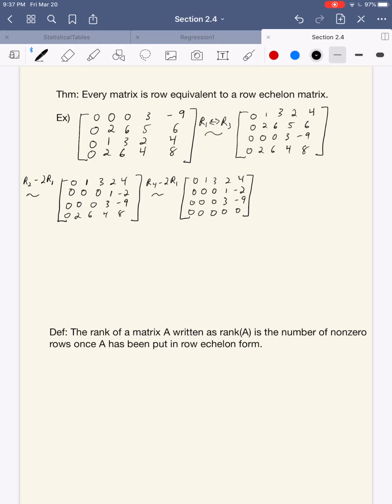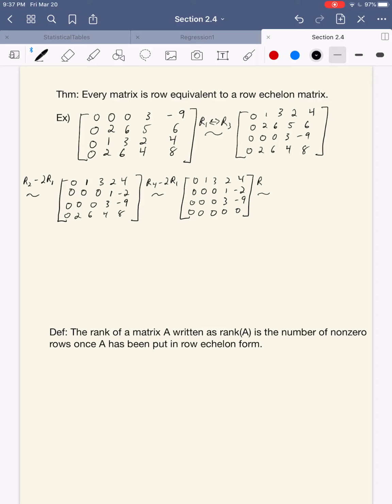Well, this is interesting. We just got ourselves a 0 row here. We should check, is it at the bottom? It is, so we can just leave it there. Okay, so things are looking better. Is this guy in row echelon? Well, we've got a leading 1, everything below it, good. All right, we've got another leading 1, that's good. Everything below it, no. There's an issue right there. So we've got to go ahead and remove that. So let's go ahead and do that.